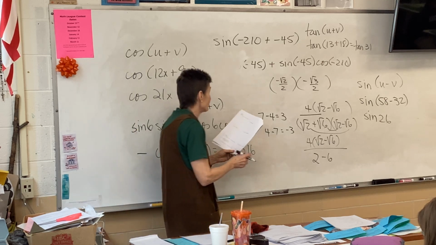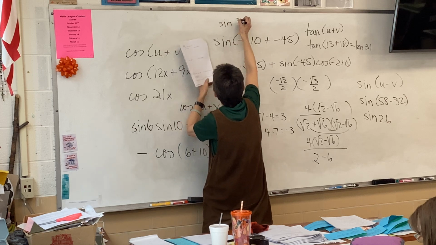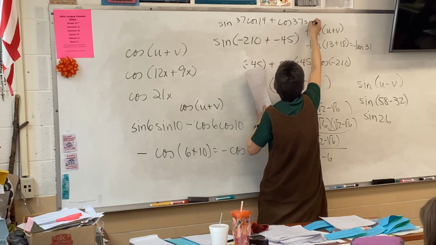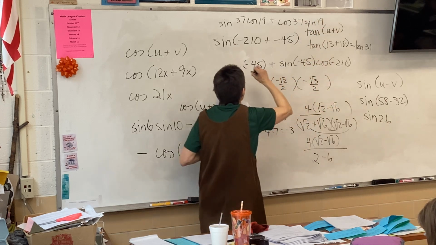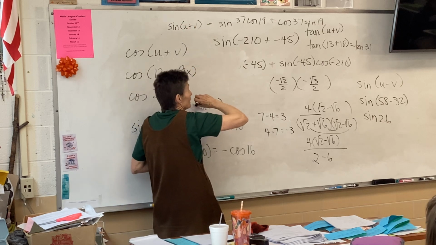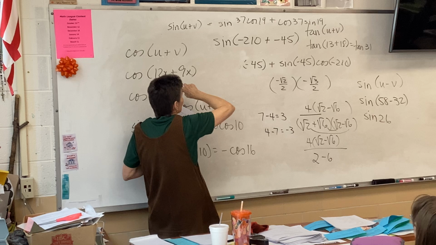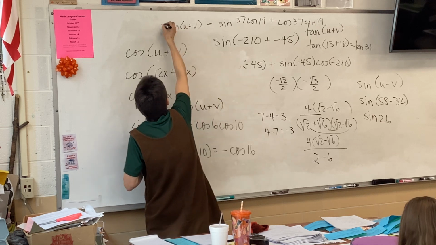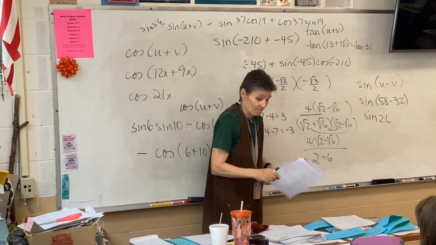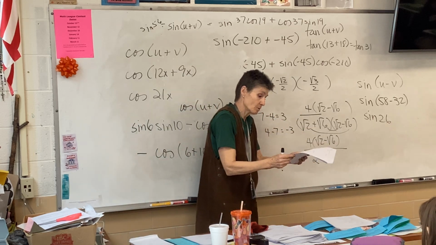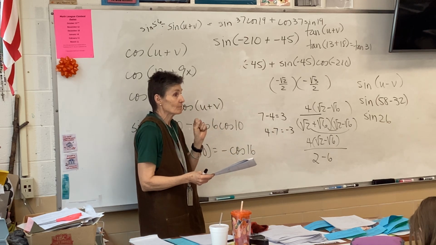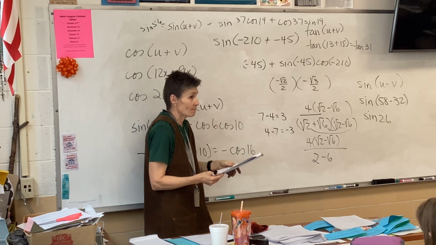All right, last one. Negative sine 37, cosine 19, plus cosine 37, sine 19. What's that a formula for? Sine u plus v. Yes, so negative sine, and your u and v are 37 and 19, so isn't this the sine of 56? Negative sine 56? Oh, no. It's an add. In an add problem, the order doesn't matter. Only subtraction matters.